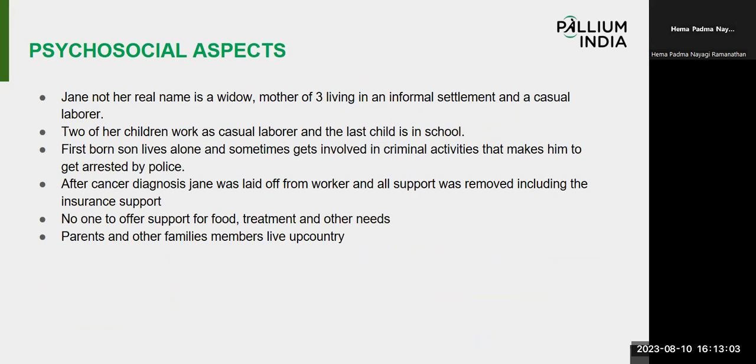Psychological aspect: Jane, not her real name, is a widow. The patient is a widow, mother of three, living in an informal settlement, a casual laborer. Two of her children work as casual laborers too. The last child is in school. The firstborn son lives alone and sometimes gets involved in criminal activities that make the police arrest him.